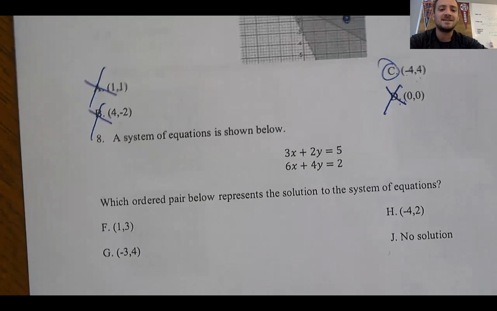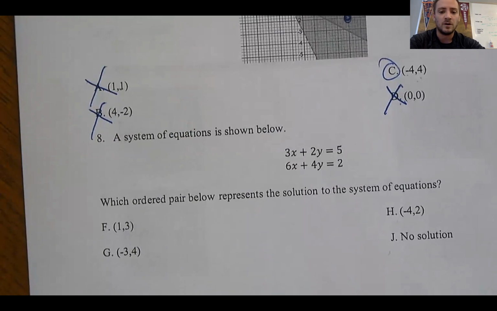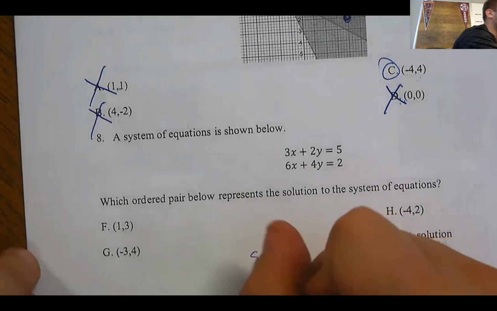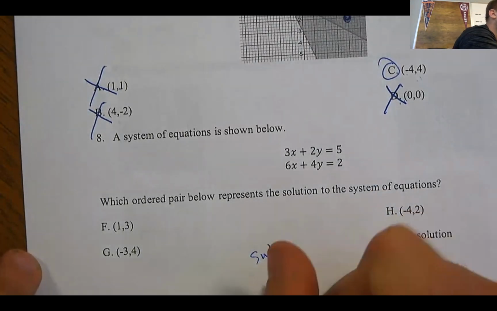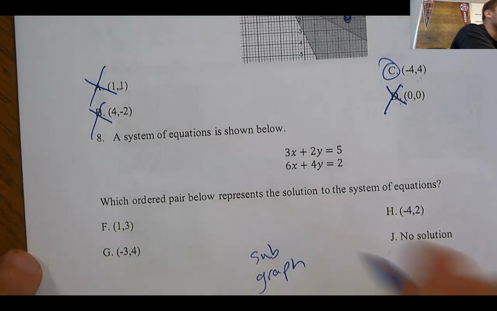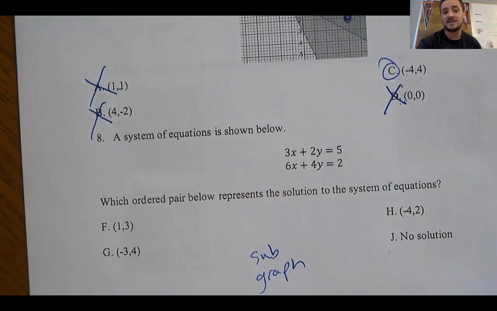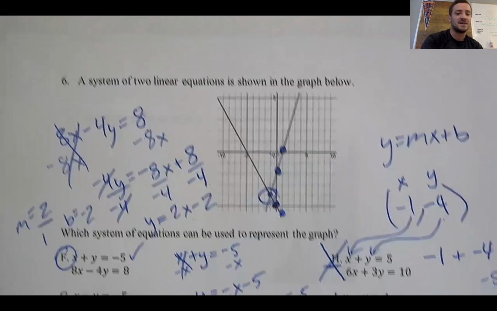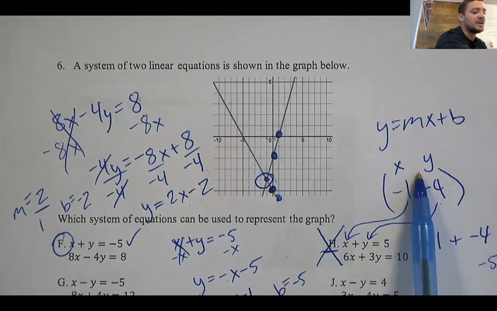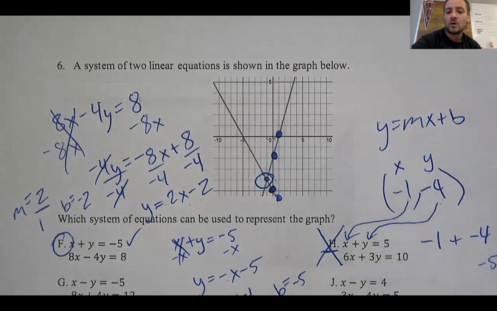All right, a system of equations is shown below. Which ordered pair represents the solution to the system of equations? So again, guys, we have a whole bunch of ways that we can go about this. We can either use substitution, we can use graphing, or we can guess and check, which is what I showed you guys up here on question number 6. We could find our solution and plug it into the equations and see if it works.